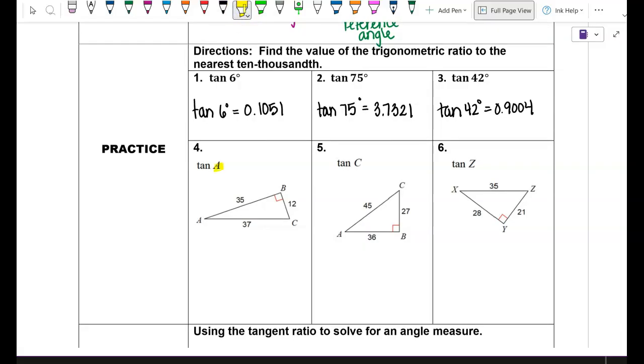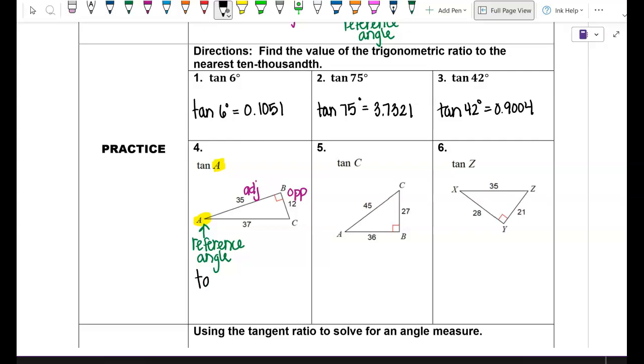So the first one wants to know about the tangent of angle A. So I see angle A on my diagram here. That A becomes my reference angle, and I use my reference angle to determine opposite and adjacent. So across from that angle, or opposite it, is going to be that 12, and next to it is going to be that 35. Again, 37 is the hypotenuse, so it's not the adjacent. The 37 has a name already.